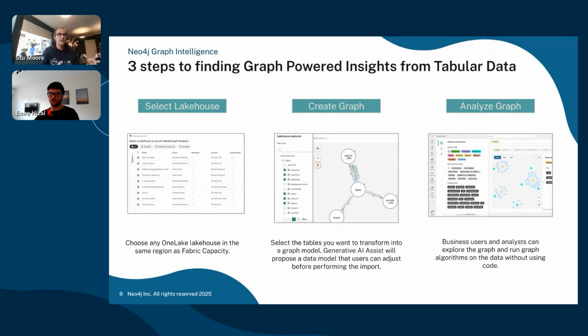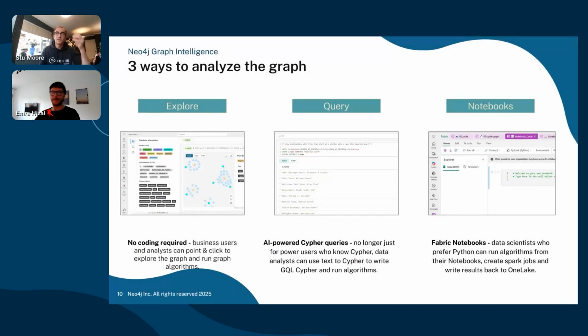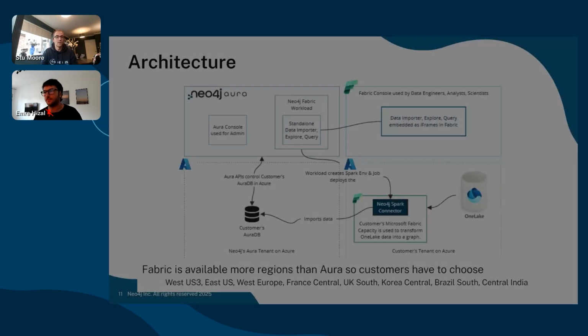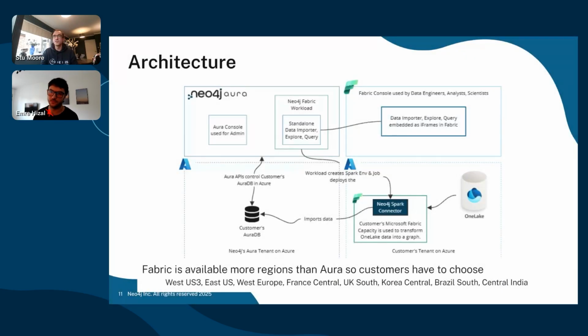There are 3 steps. You select your lakehouse, you select the tables that you want to create the graph from, and then you're able to analyze the graph. And there are 3 ways to analyze the graph. That can be done through our Explore, which requires no coding, so ideal for the business analyst. Then there's Query, AI-powered Cypher queries through our browser or query, and then Notebooks, where you can run the graph algorithms and write the results back to OneLake.